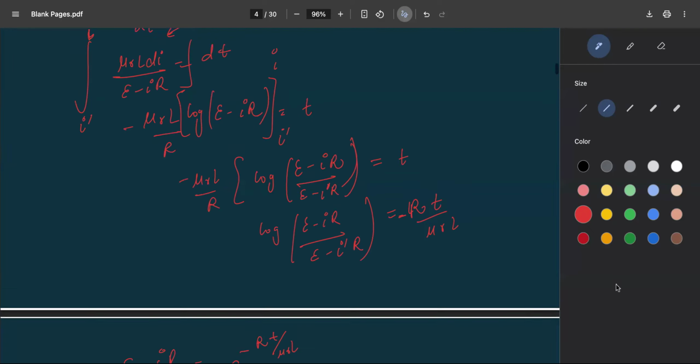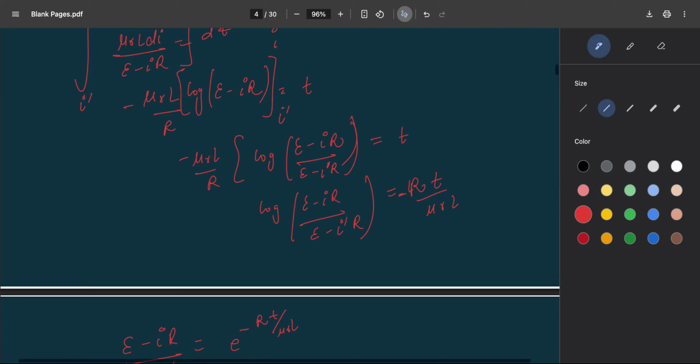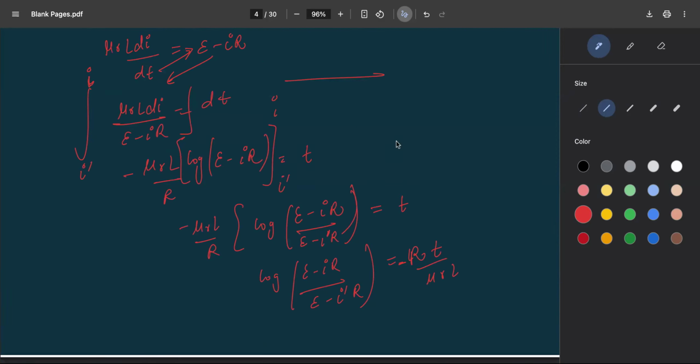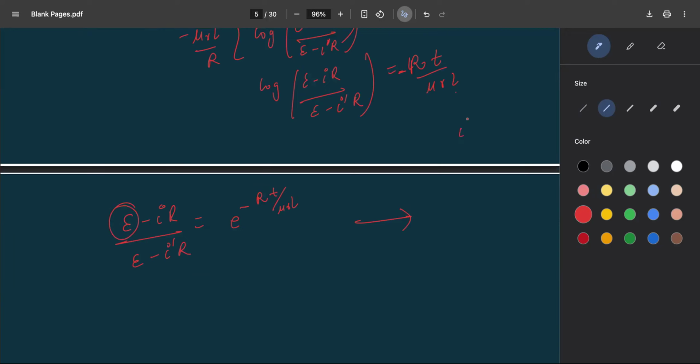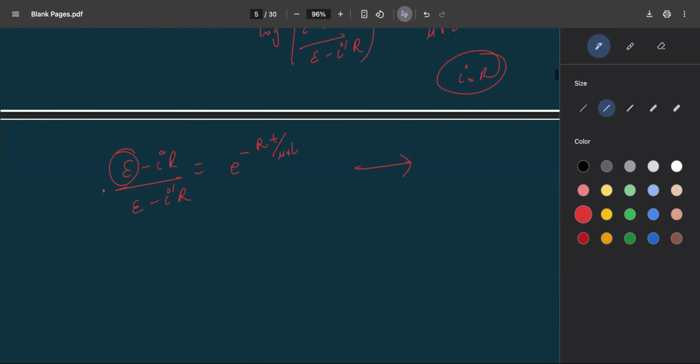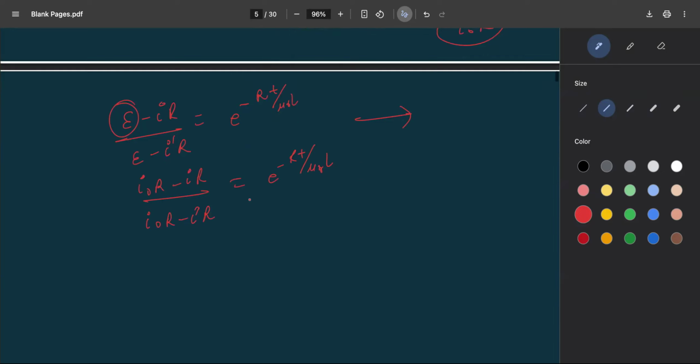Alright, so did you understand the integration from this step to this step? Look, E was nothing but I naught R, the maximum current you can ever have. So you can simply rewrite this as I naught R minus I R divided by I naught R minus I dash R. This is something we are supposed to get clear. So just multiply to that side.